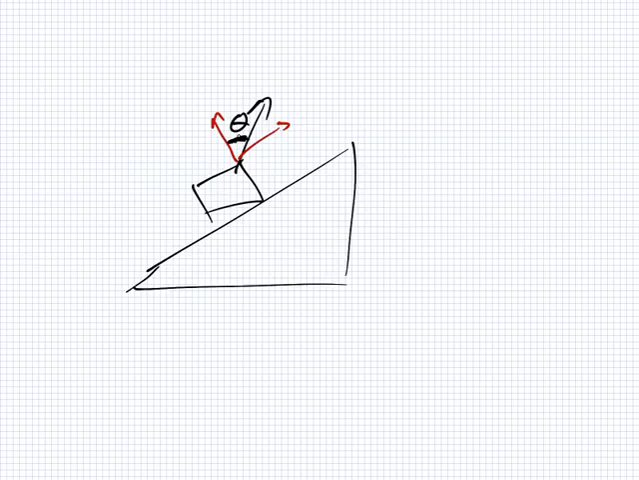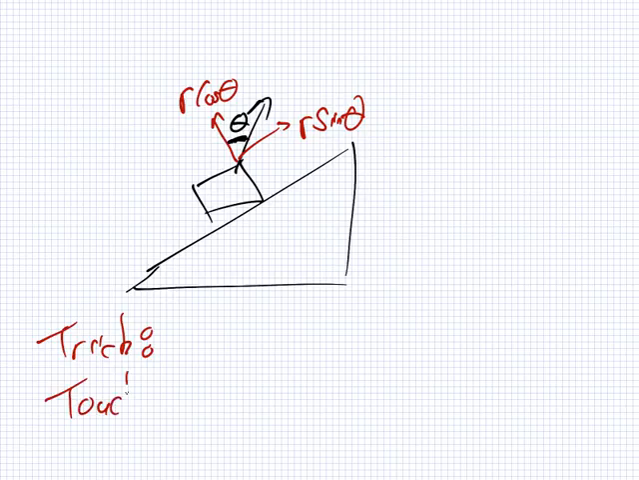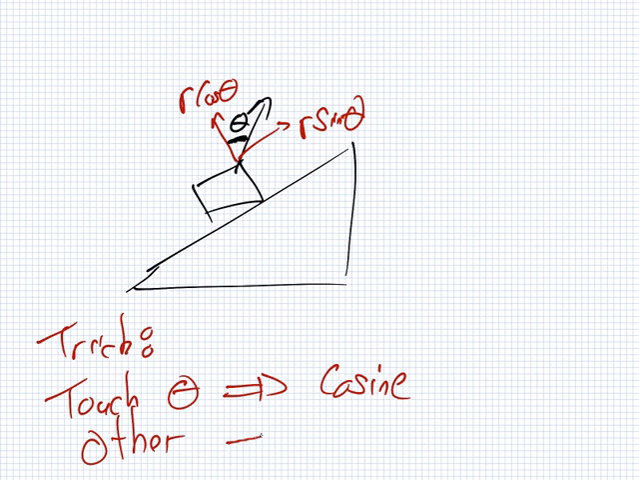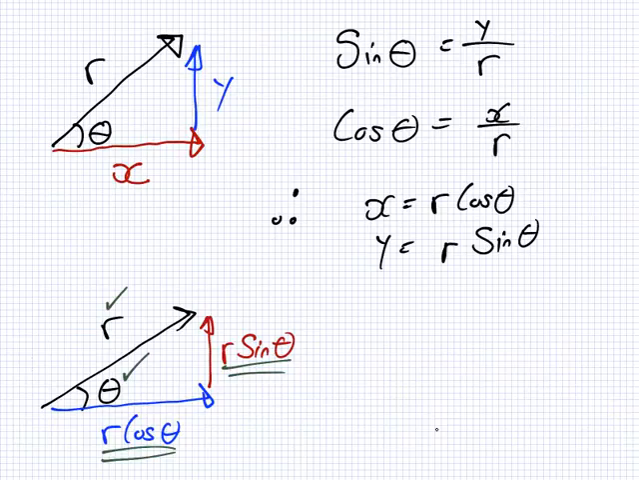It touches the theta. So this is going to be r cos theta, and this side therefore is r sine theta. So the trick is, if you touch theta, that makes you the cosine, and so the other side then has to be the sine. So you can see that here. This side touches theta, so it is going to be r cos. This one here then has to be r sine.